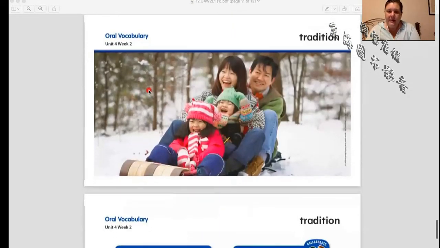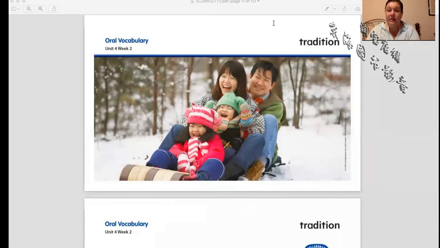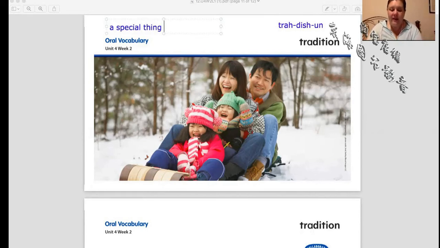Okay, I think this is our last word. So this word is pretty easy to say even though it's long. Okay, tradition. Tradition. Okay, let's say it together. Tradition. Okay, tradition is something that we do regularly. Okay, so for example, every year for Spring Festival, you may go to your grandmother's house. That's a tradition. You do this special thing every year.